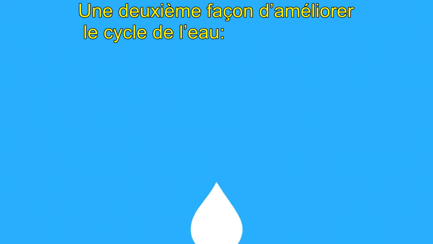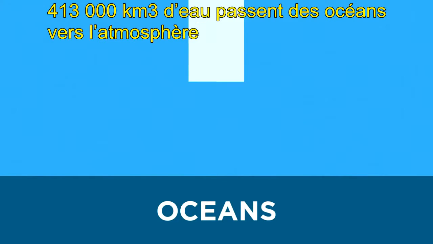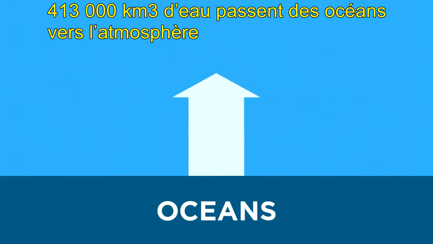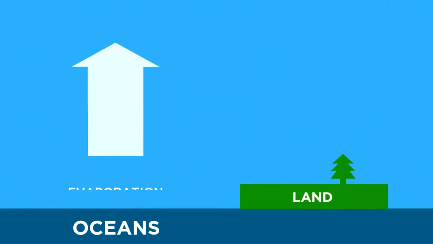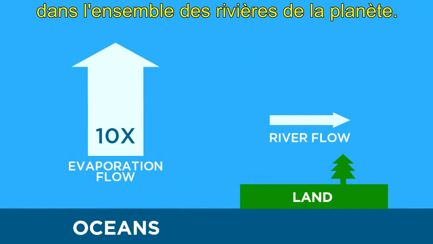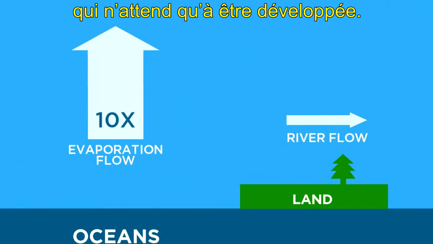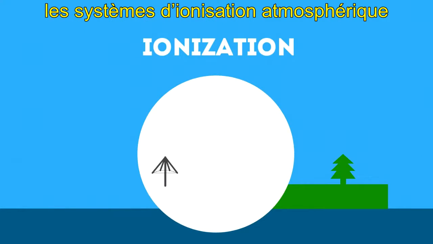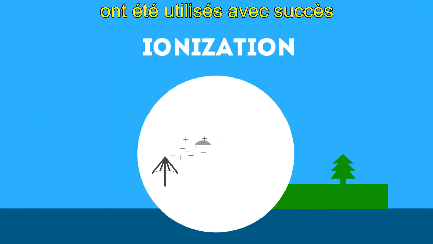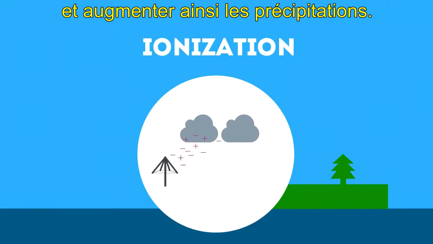A second way to improve the water cycle: weather modification. Recall that 413,000 cubic kilometers of water flows from the oceans into the atmosphere annually, 10 times the 40,000 cubic kilometers flowing through all the world's rivers. This is an immense resource waiting to be developed. For decades, atmospheric ionization systems have been successfully used to stimulate the condensation of atmospheric water vapor, increasing precipitation.